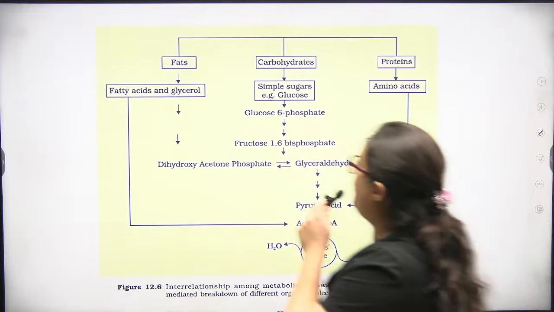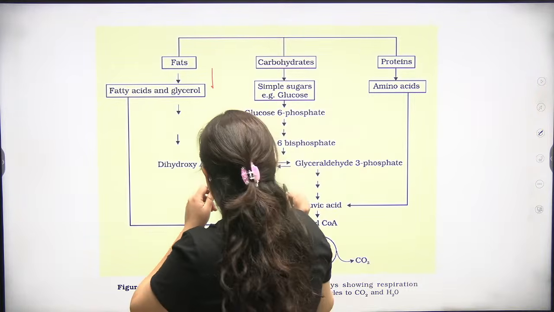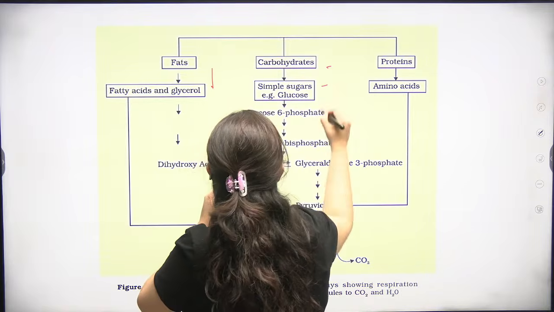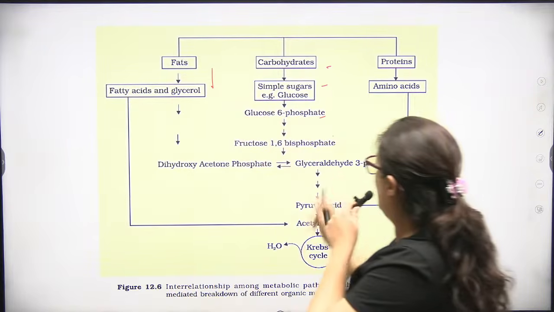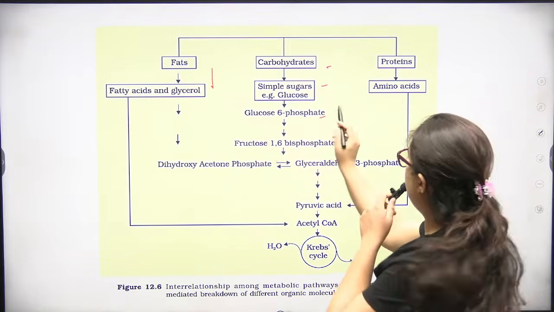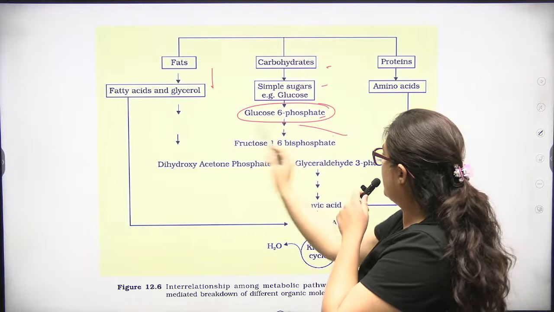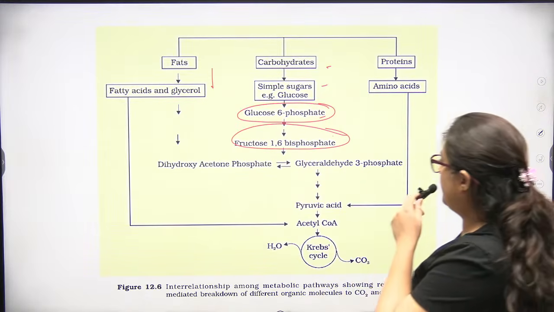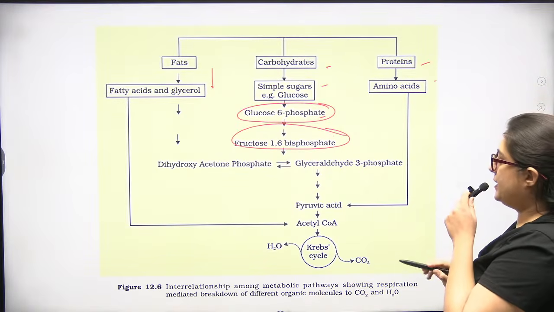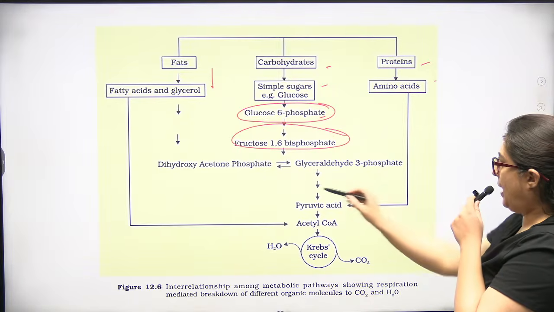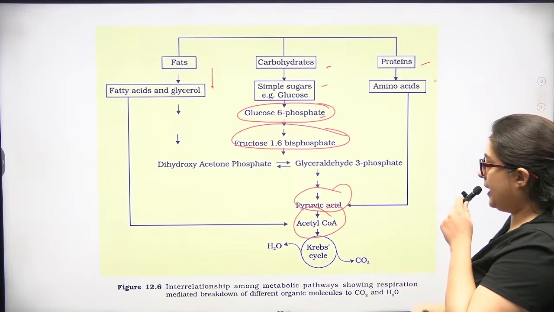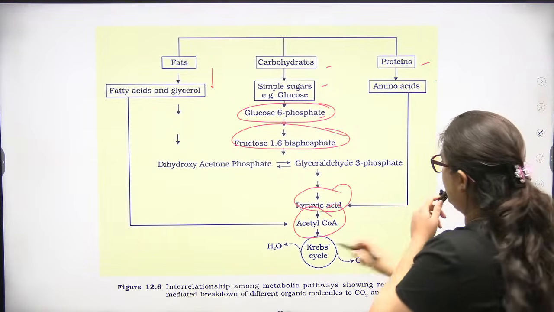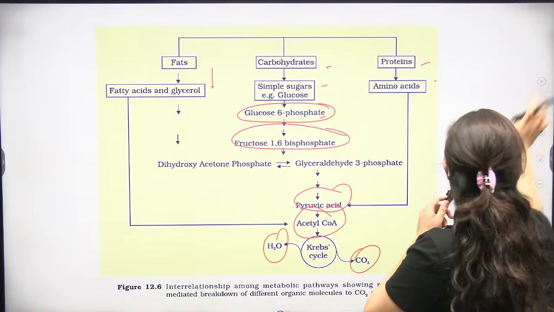Now, fat is reduced to fatty acid and glycerol, carbohydrate to simple sugar, glucose to glucose 6 phosphate, fructose 1,6 bisphosphate, proteins to amino acids. Okay, pyruvic acid, acetyl coenzyme A, Krebs cycle, release of H2O and CO2.